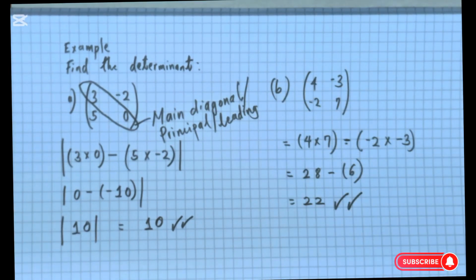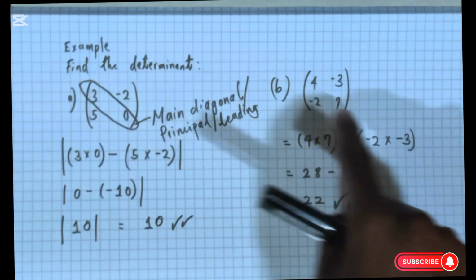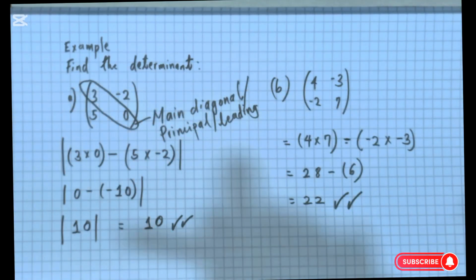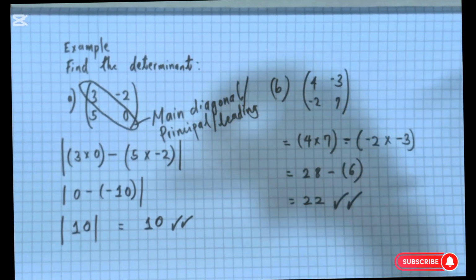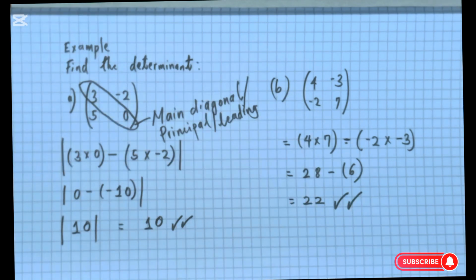Okay, so those are enough examples. Determinants of matrices are that easy. You just basically have to take the product of the elements in the main diagonal, minus the product of whatever elements are in the secondary or other diagonal, and you have to take the absolute value of that difference.